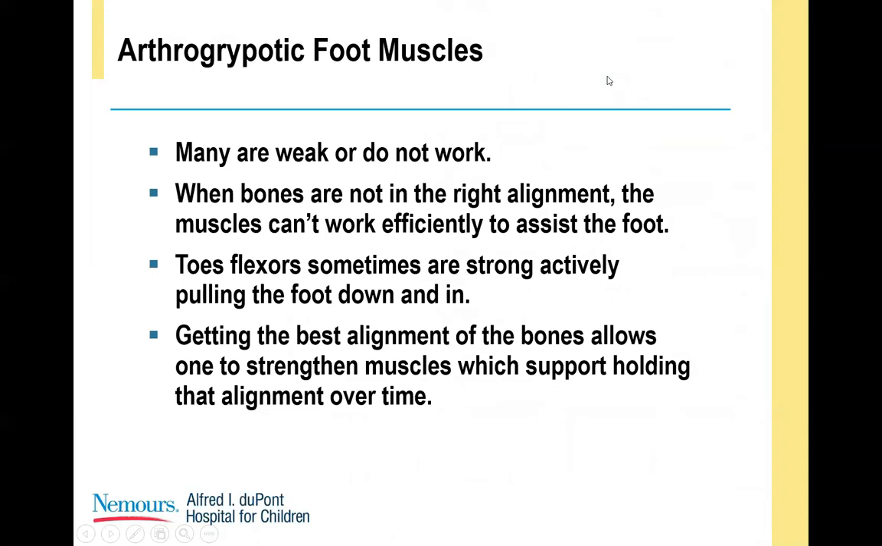So arthrogrypotic foot muscles are different from everybody else because a lot of times they're either really weak or they don't work at all, and sometimes muscles are missing completely. When the bones aren't in the right alignment, the muscles don't work efficiently to help assist the foot. So if they're not in the right alignment and they're weak, they have no hope of working efficiently.